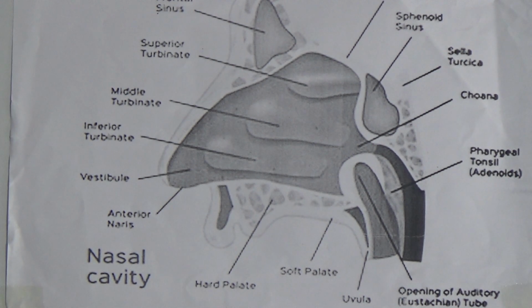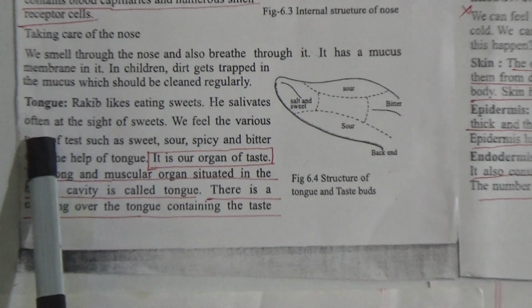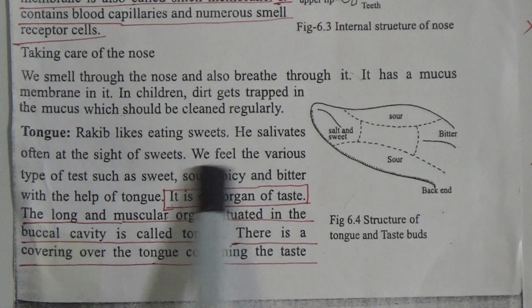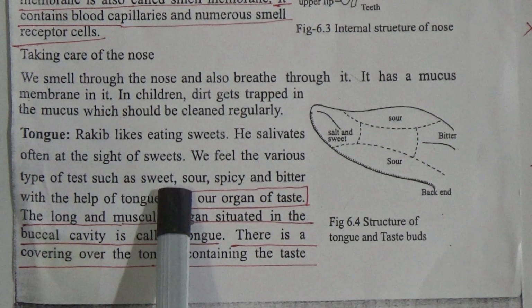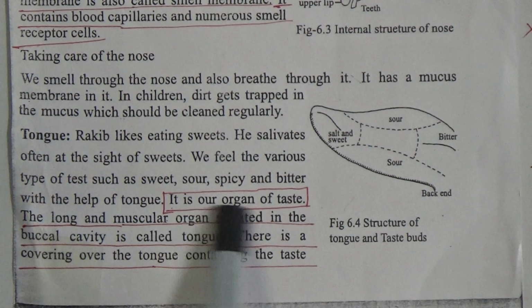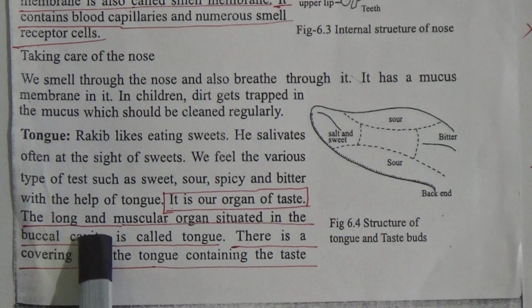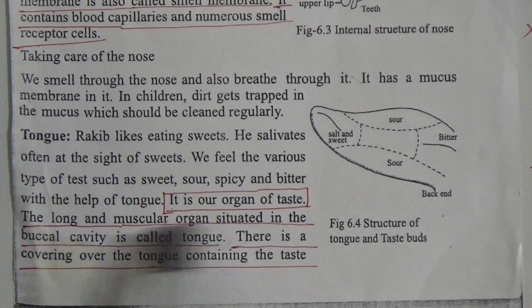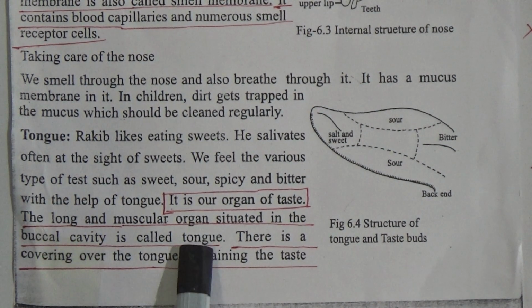Tongue. Rakib likes eating sweets. He salivates often at the sight of the sweets. We feel the various types of taste such as sweet, sour, spicy and bitter with the help of the tongue. It is our organ of taste. The long and muscular organ situated in the buccal cavity is called tongue.